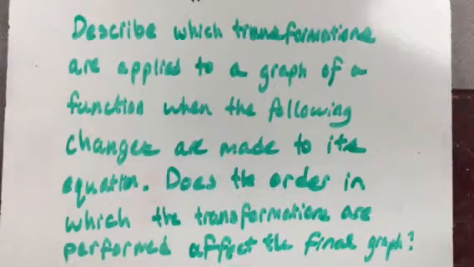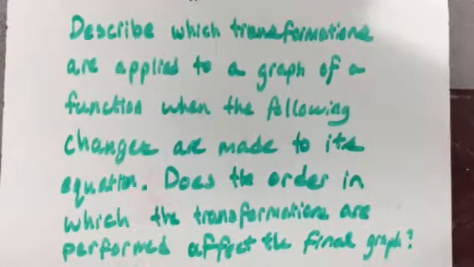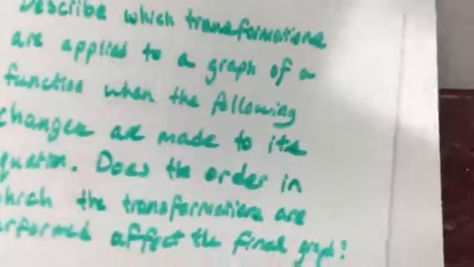Everything before this is just kind of an individual investigation, and if it's something you need help with, just let me know in class, and I'll be happy to walk you through what those investigations are about. But with this first example, we want to describe which transformations are applied to a graph of a function when the following changes are made to its equation. So does the order in which the transformations are performed affect the final graph?